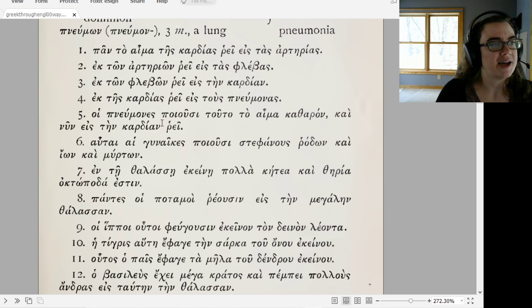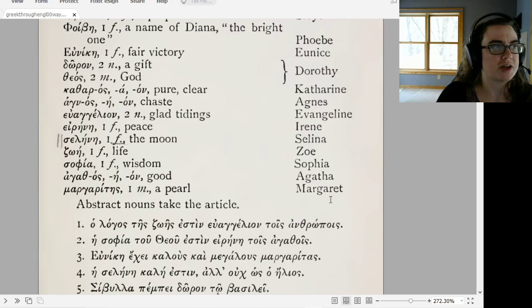All right. Hautai hai gunaikes poiusi stephanus prodon kai ion kai myrton. Oh, we've got flowers again. All right, these ladies make crowns of roses and ivy, I think. Now I'm second-guessing because I always do this with ion and myrtle branches. I'm gonna go back because I always do this with ion.